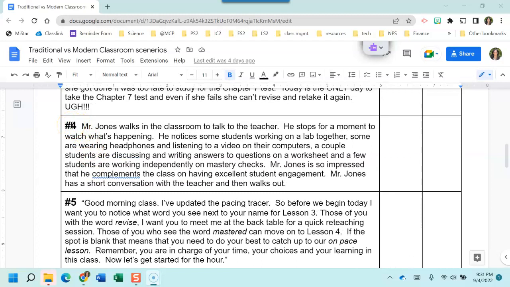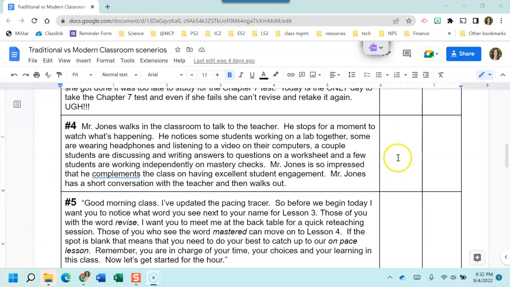Scene number 4. Mr. Jones walks into the classroom to talk to the teacher. He stops for a moment to watch what's happening. He notices some students working on a lab together. Some are wearing headphones and listening to a video on their computers. A couple students are discussing and writing answers to questions on a worksheet, and a few students are working independently on mastery checks. Mr. Jones is so impressed that he compliments the class on having excellent student engagement. Mr. Jones has a short conversation with the teacher and then walks out.